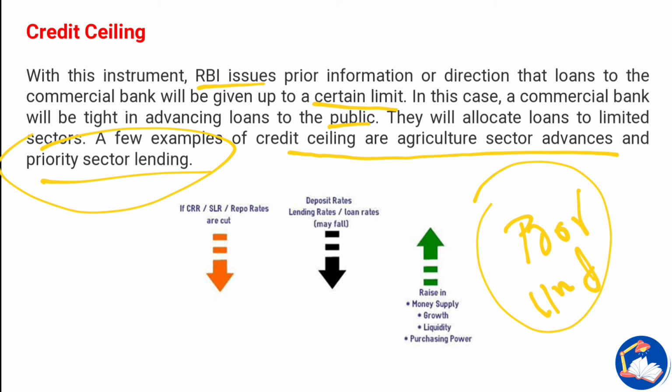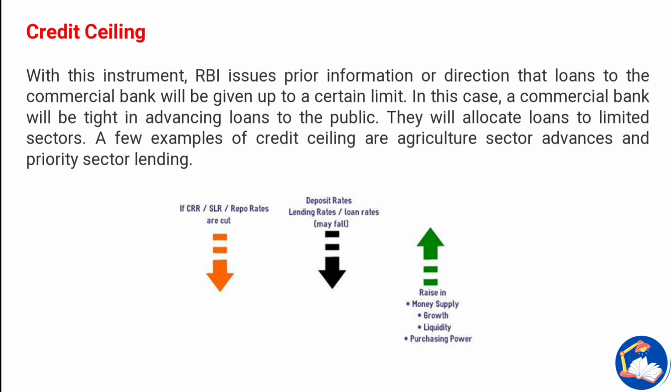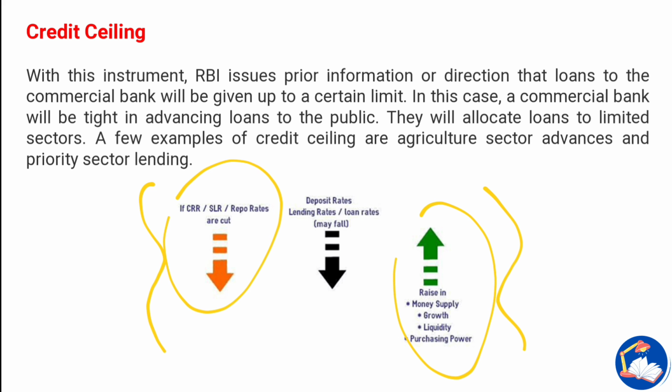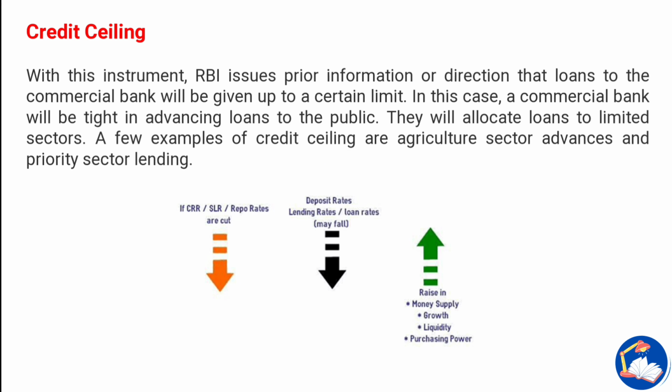We will now see the relationship of various policies. So first, the various instruments. If CRR or SLR or repo rates are cut, what happens? There is a rise in money supply and growth, liquidity will be there, and purchasing power will increase. At the same time, if deposit rates, lending rates and loan rates also fall, the same scenario will happen.